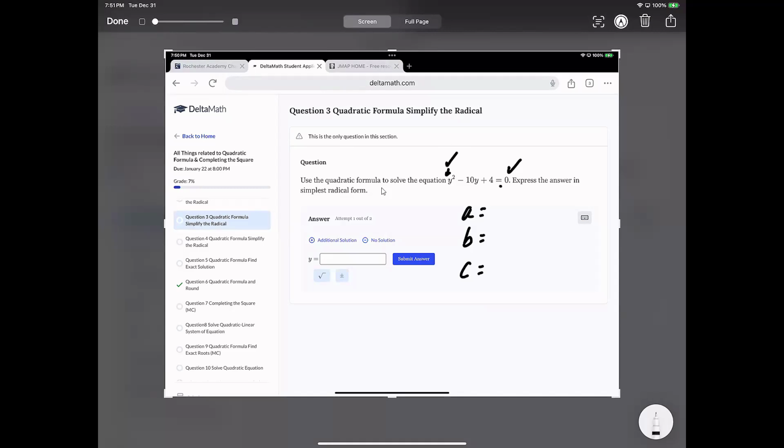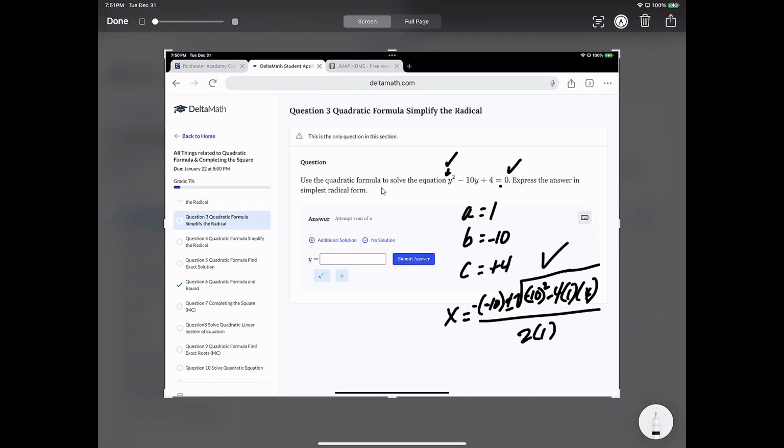So again, just like we did in the previous video, we're just going to take the coefficients, 1, -10, +4, and we're going to plug them into this formula, right? So it's going to be -10 plus or minus the square root of -10 squared minus 4 times 1 times 4, all of that over 2 times 1. So you always have to do this. You got to do that to show them that you know how to use the quadratic formula. Once you've done that, boom, we're going to use the calculator for the rest of it.